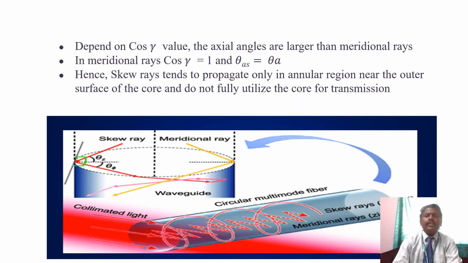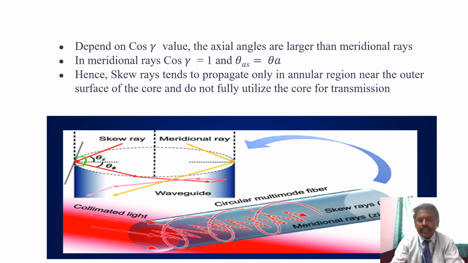Okay, then it depends upon the cos gamma value. The axial angles are larger than for meridional rays. In meridional rays, cos gamma equals 1 and the acceptance angle is theta a. Hence, a skew ray tends to propagate only in the annular region near the outer surface of the core and does not fully utilize the core area for transmission. Inside the core, it gets reflected at many points, then forms a helical path.